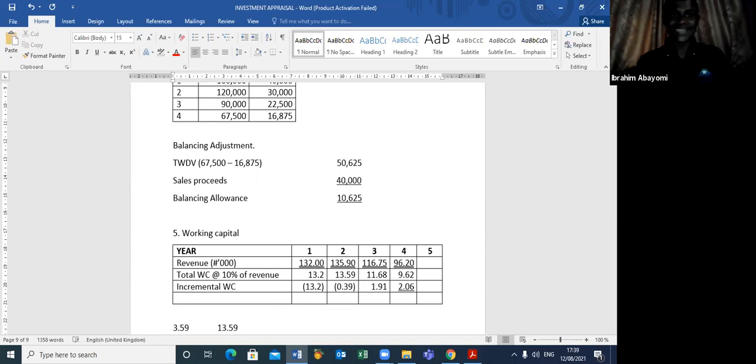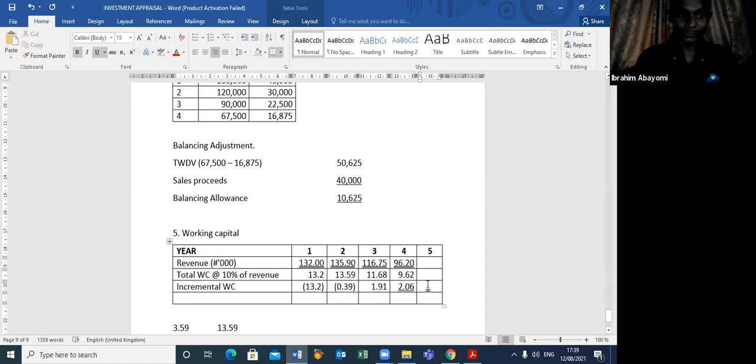So what I will say here, it means I have not recovered up to 13.59. Out of 13.59 working capital that I injected in the business, I have only recovered what? 3.97. So I need to recover the balance. What's the balance? The balance is 13.59 minus 3.97. The balance is 10. So I have my 10 here.